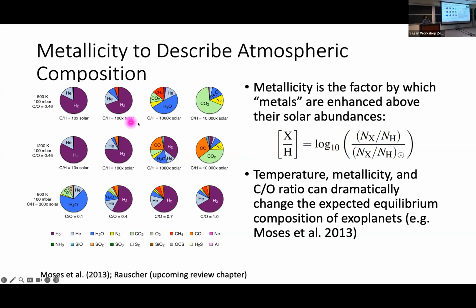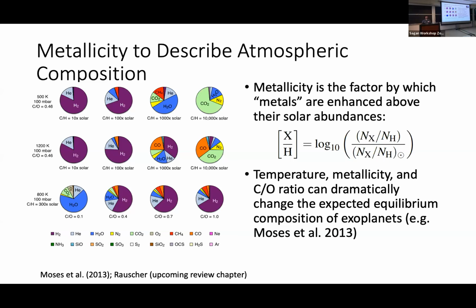When we transition from 100 to 1,000 times solar metallicity, that's kind of where we transition from talking about a giant planet atmosphere to an atmosphere more dominated by higher mean molecular weight species like water. But one of the interesting effects is how temperature affects the expected composition here. So taking a look at just 100 and 1,000 cases, we see at cooler temperatures like 500 Kelvin, methane is expected and is a great probe of metallicity in a planetary atmosphere. But at 1200 Kelvin, that methane is mostly gone, and instead we would be looking at carbon monoxide as a probe of metallicity here. So it really matters what temperature you're looking at.